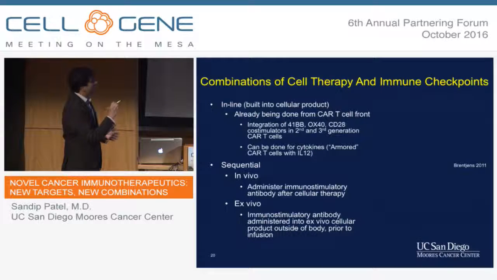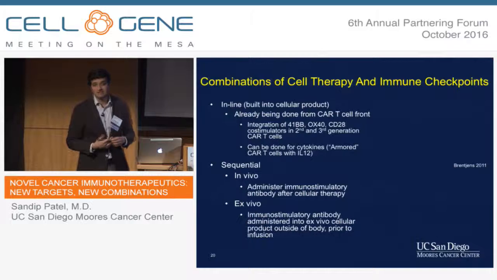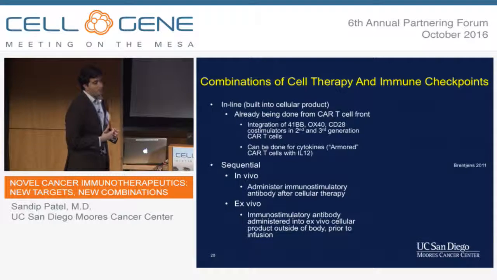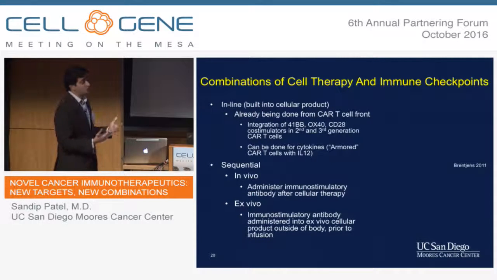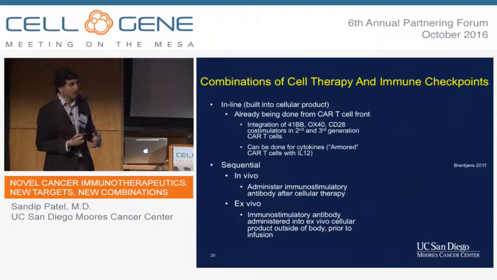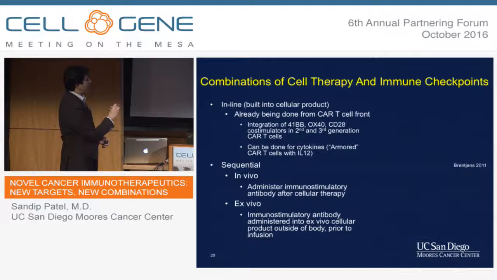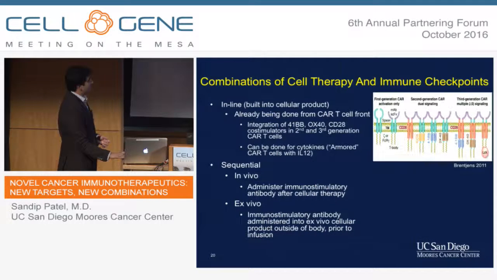And so Dan showed the slide on 4-1BB, but there are others, OX40, CD28, co-stimulators that are used as well. This can also be done for cytokines. So this is the armored car T cell analogy, in which you give these T cells that are engineered an IL-12, for example, cartridge that allows these T cells to thrive in a very hostile hypoxic tumor microenvironment that's surrounded by a myriad of immunosuppressive immune cells.